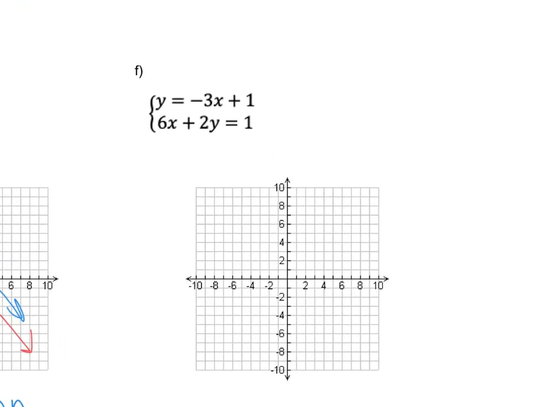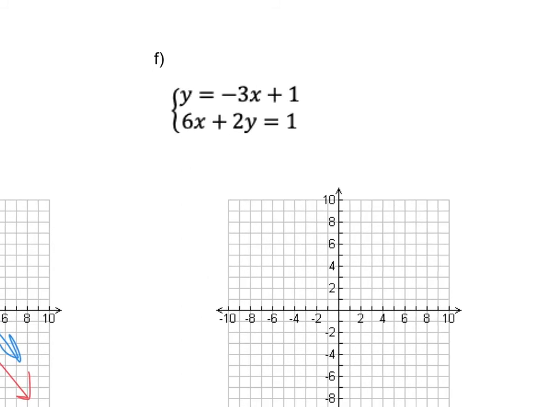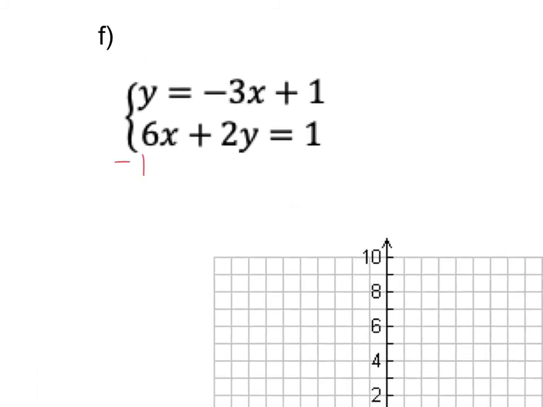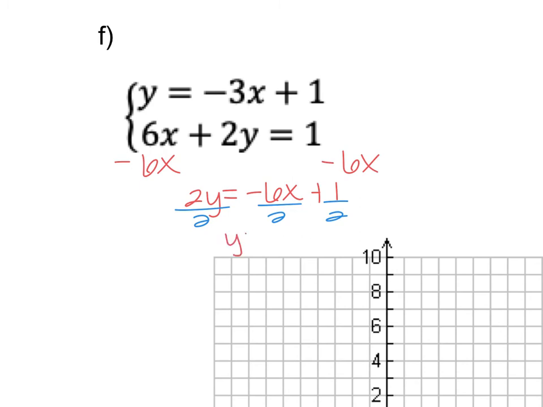Okay, last one. I'm going to convert this to slope-intercept form. So minus 6x to both sides. So then we have 2y equals negative 6x plus 1. Divide everything by 2. So y equals negative 3x plus 1/2. Not the best example, but that's okay.